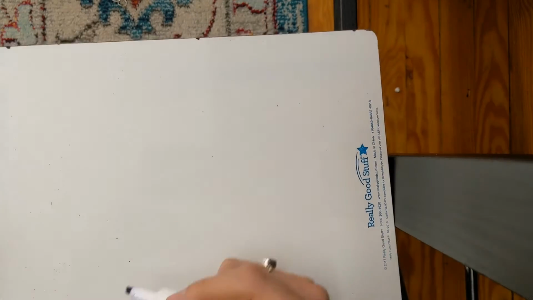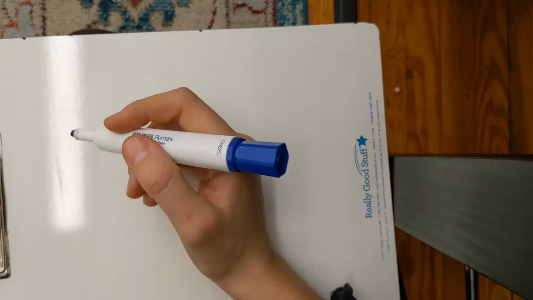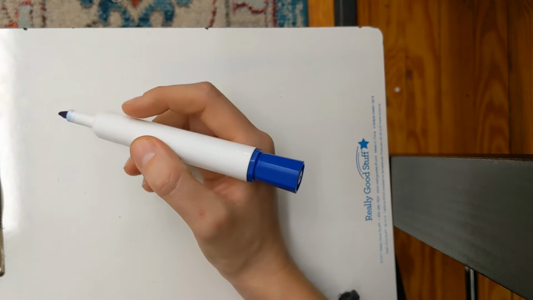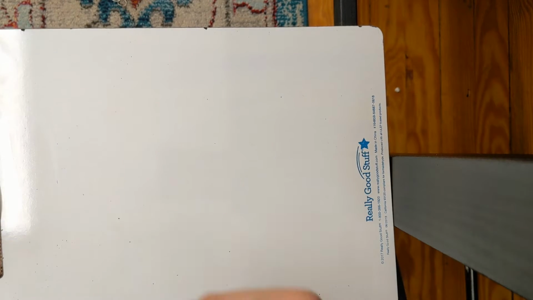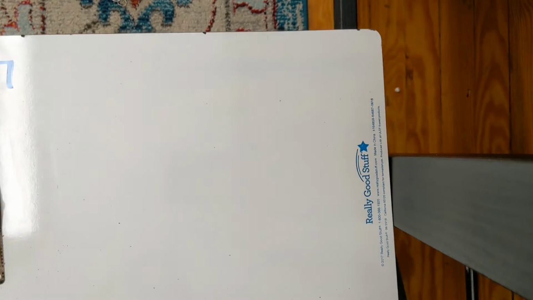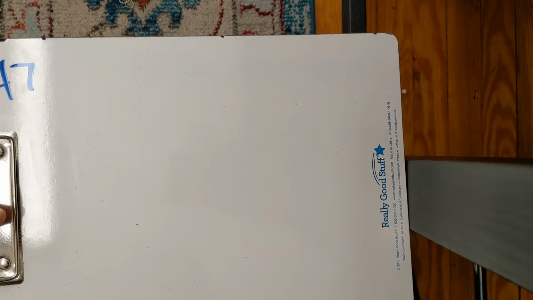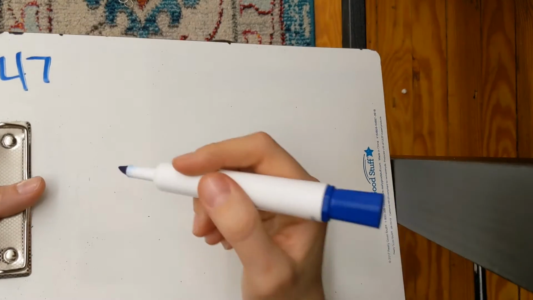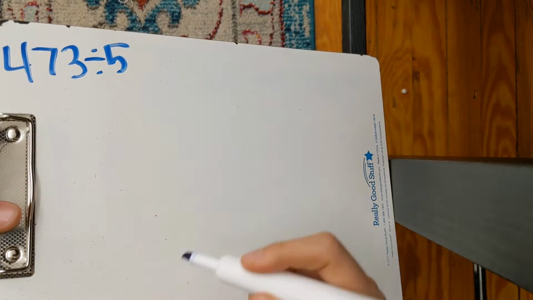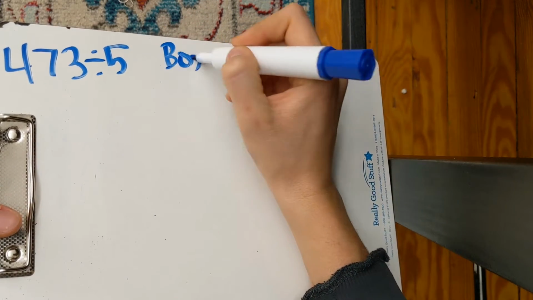Hi, fourth grade. Gonna do an example of box division, long division, and partial quotient division with you. So I'm gonna start with the problem 473 divided by 5. And I'm gonna start with box division.